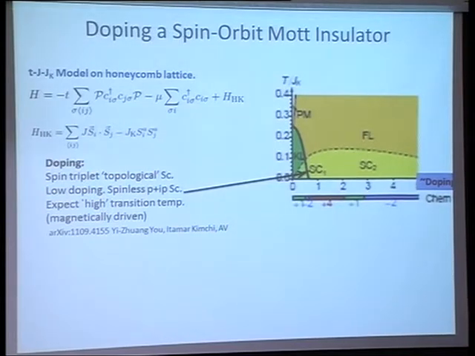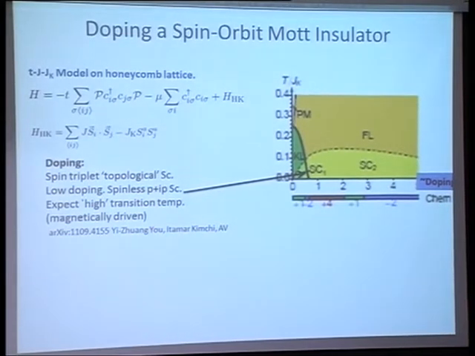We use a slave boson technique, so-called SU(2) slave bosons. This is doping, that's temperature. What you find is that in doping this honeycomb lattice model in the regime where you realize a quantum spin liquid, you get a p_x plus i p_y superconductor, so it's a topological superconductor. And what's more interesting, it's a spinless p plus ip superconductor. It turns out the dispersion of the quasi-particles over here is completely different from the dispersion of electrons on the honeycomb lattice.